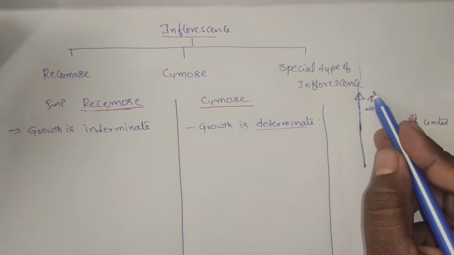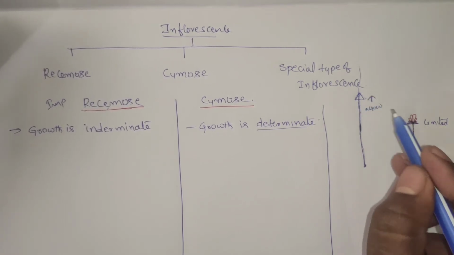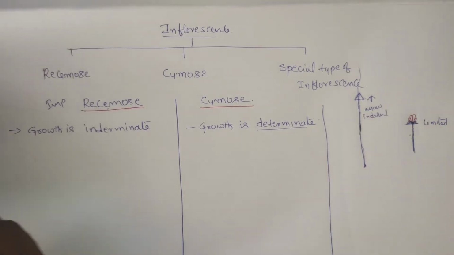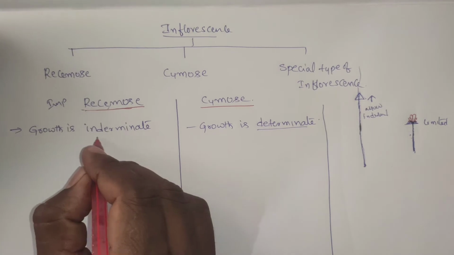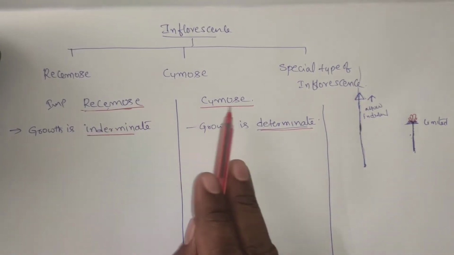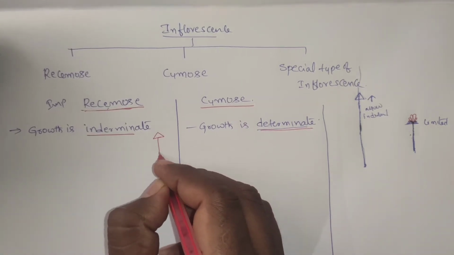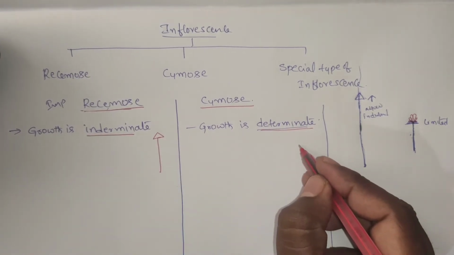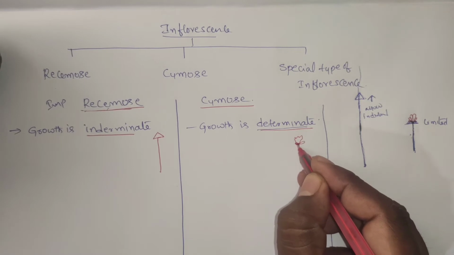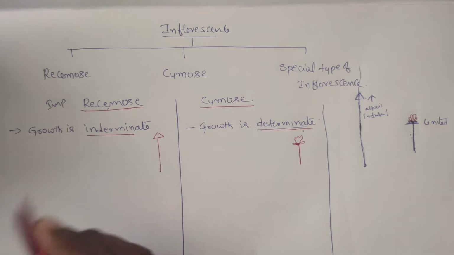Whereas here the growth is continuous. There is no mark, there is no particular length. See, this growth is continuous, that's why it is called indeterminate. So growth is indeterminate and growth is determinate. The main difference between racemose and cymose is that in this plant, the growth of the peduncle is continuous, and in this one the growth of the peduncle is terminated with the formation of the flower. This is called determinate growth and indeterminate growth.